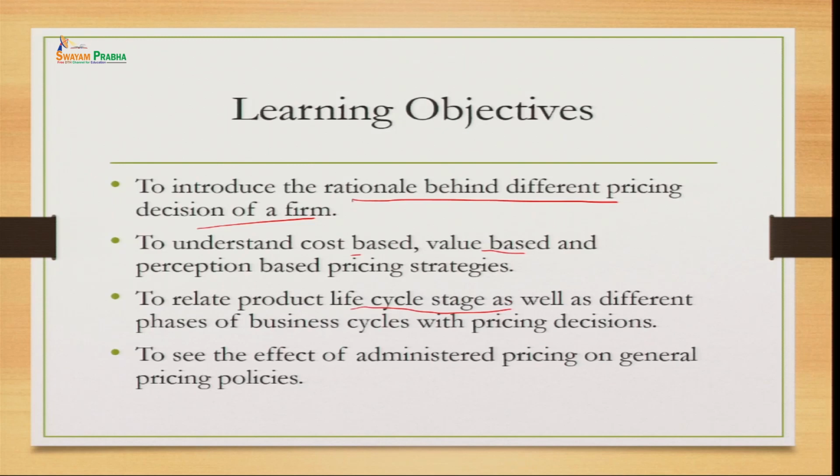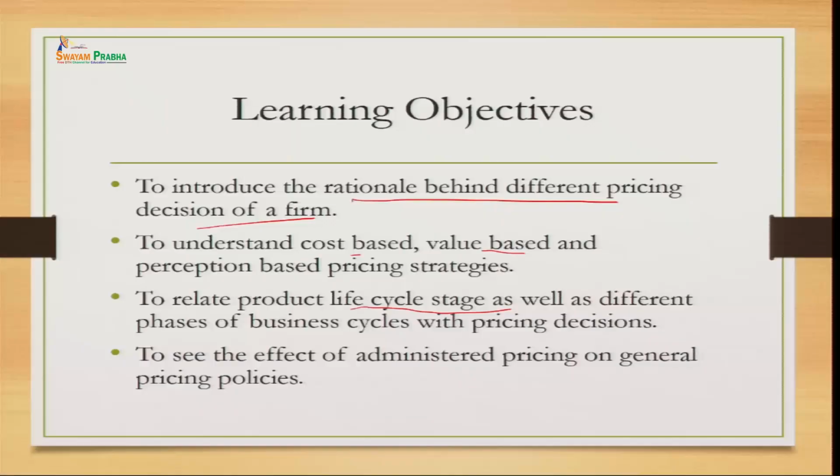Right? How, when the product moves to the different stages, at the different stages what should be the different pricing strategies a producer should follow, looking at the different cycles of the business? Because the economy faces different kinds of phases. There can be an expansion phase, there can be a contraction phase. So during those phases, what impact does it have on the pricing of the commodity, that we are also going to relate here. And lastly, we will also see the effect of administered pricing on the general pricing policy, right.